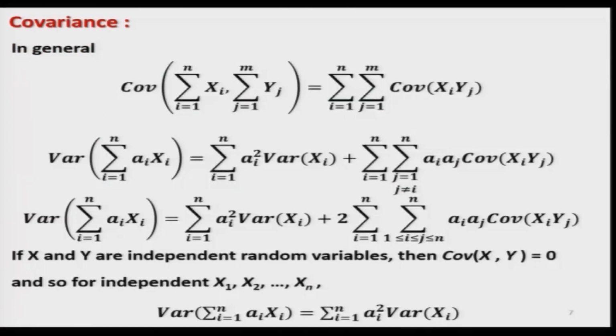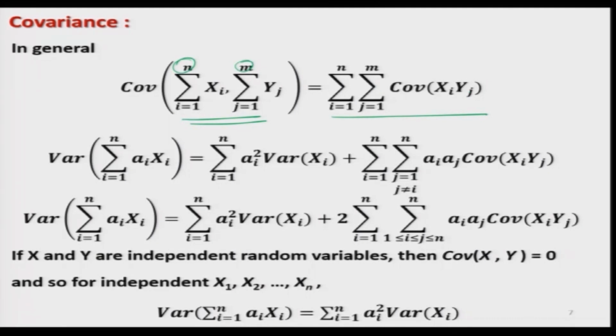Now, in case you have to find the covariance between linear functions of X and Y, like X1 plus X2 plus Xn and Y1 plus Y2 plus Ym, where you can see here it is n and m, then the covariance between the two summations can be written as a double summation, i goes from 1 to n, j goes from 1 to m, covariance between Xi and Yj.